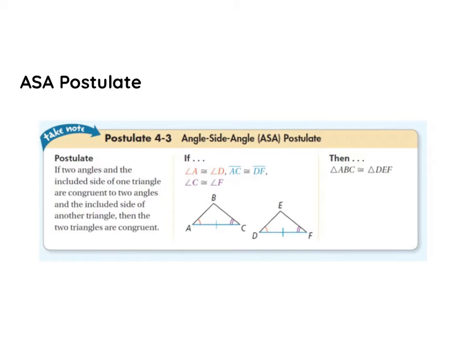So the first one is angle, side, angle. Something to think about is you have one angle that matches, you have a matching side, and then you have a second angle that matches. Like we talked about in class, if we label it angle, side, angle, the side is in between those two angles.